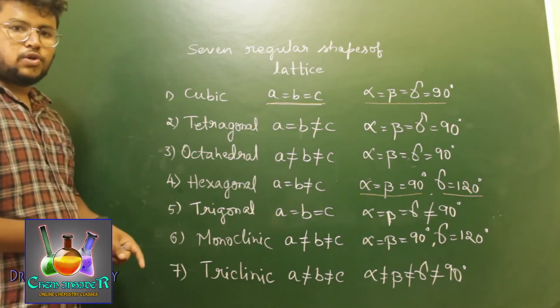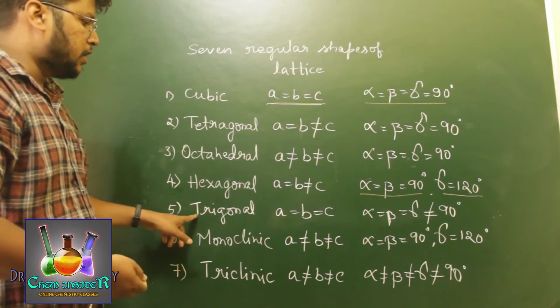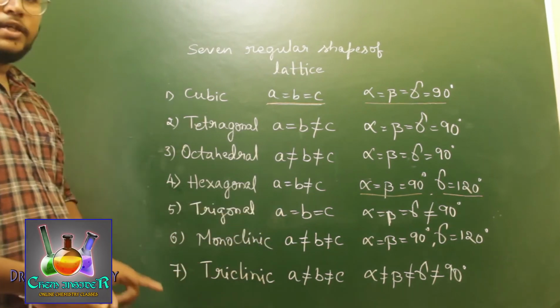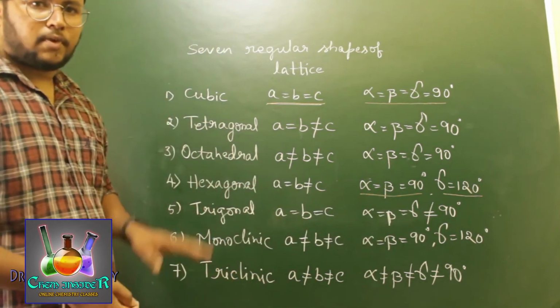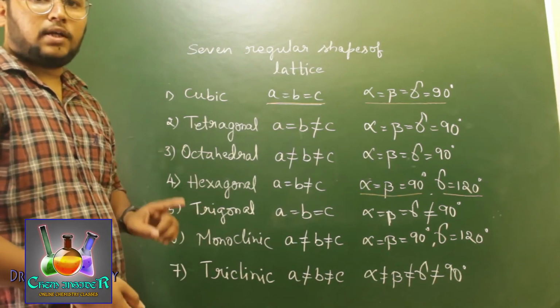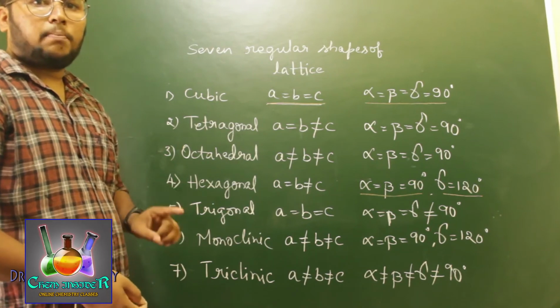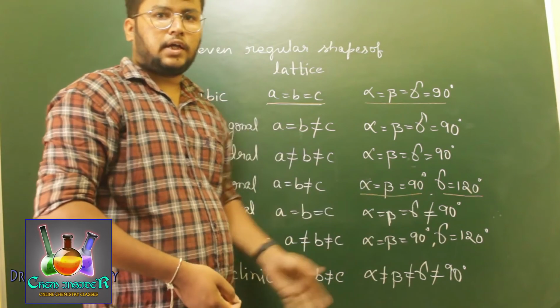Okay. Next for the trigonal. Trigonal is also called rhombohedral. It has the sides a, b, c similar to one another, and alpha, beta, gamma will be the same, but they will not be 90 degrees. Alpha, beta and gamma will be similar, but they will not be equal to 90 degrees. That means they should have an angle other than 90 degrees.